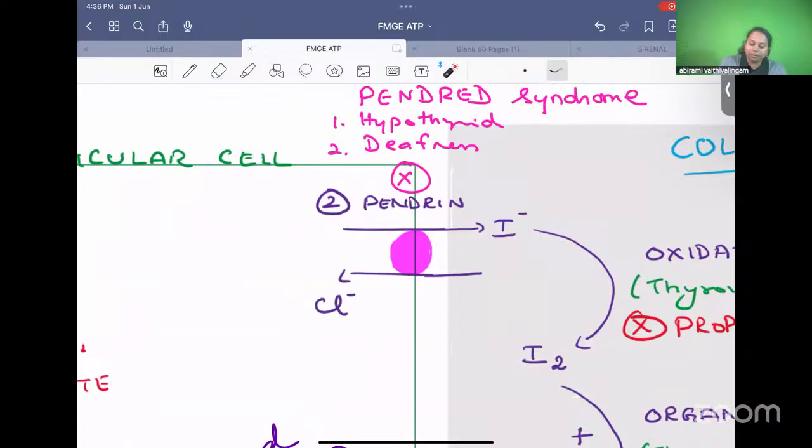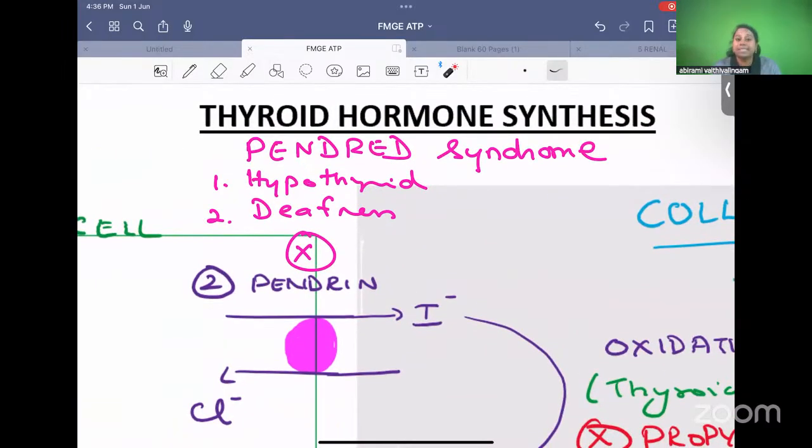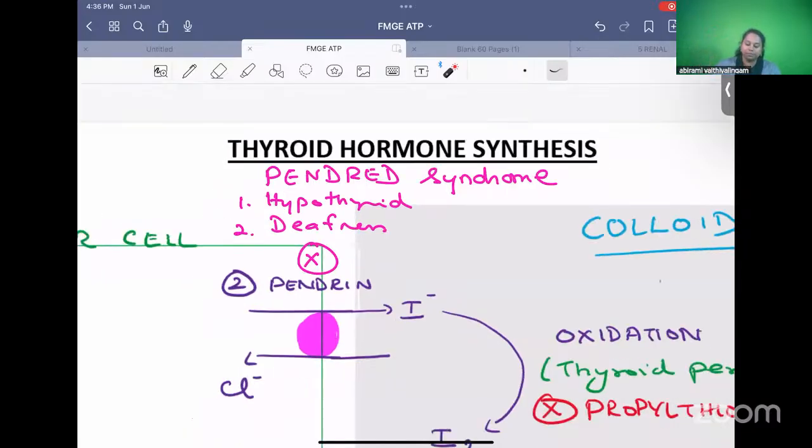This pendrin is not only present in the thyroid gland, it is also present in the inner ear. So if there is any mutation of pendrin, that is called Pendred syndrome. So what will be the feature of Pendred syndrome? Hypothyroidism and deafness. So if you see a baby with hypothyroidism and also deafness, you should think of Pendred syndrome. It could be a mutation of this pendrin.